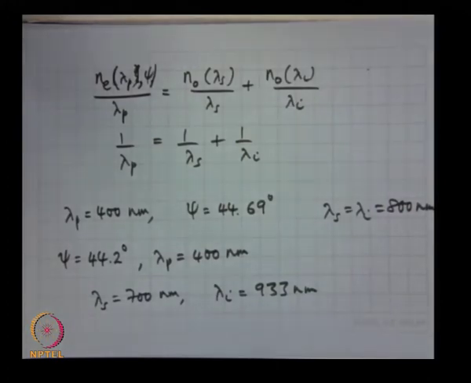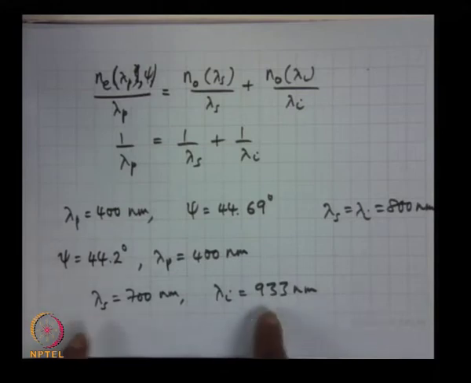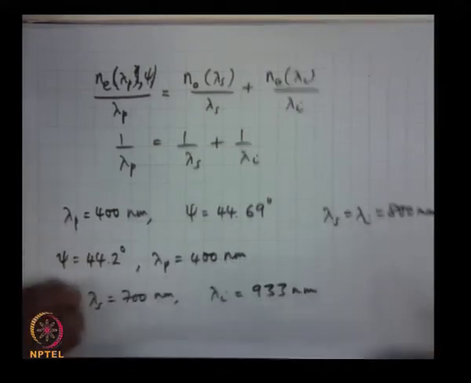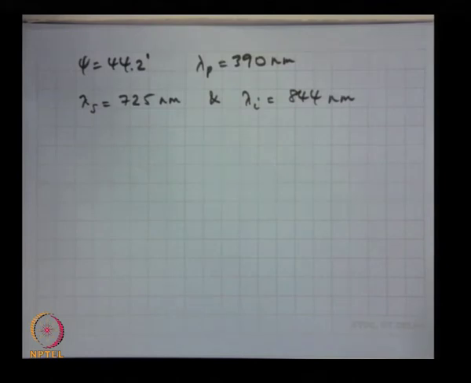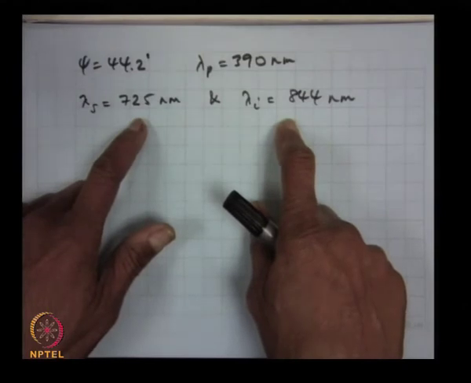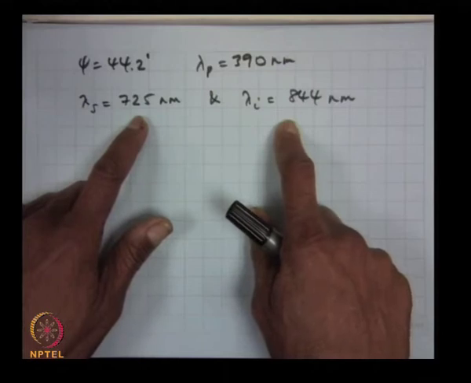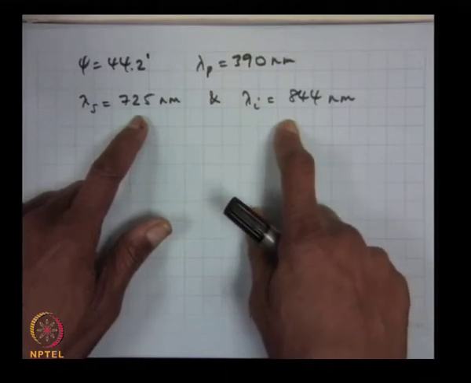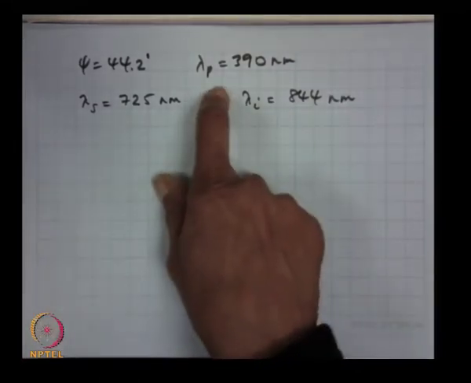So if I change my angle to 44.2, keeping the pump wavelength fixed, I get a new pair of wavelengths coming out, signal and idler. Both are ordinary again. If I now change the pump wavelength to 390 nanometer, then again the wavelengths change, because again the phase matching condition is now different for another pair of idler and signal wavelengths. So this is actually tuning. I can tune the amplifier or the oscillator by either angle tuning or by changing the pump wavelength.